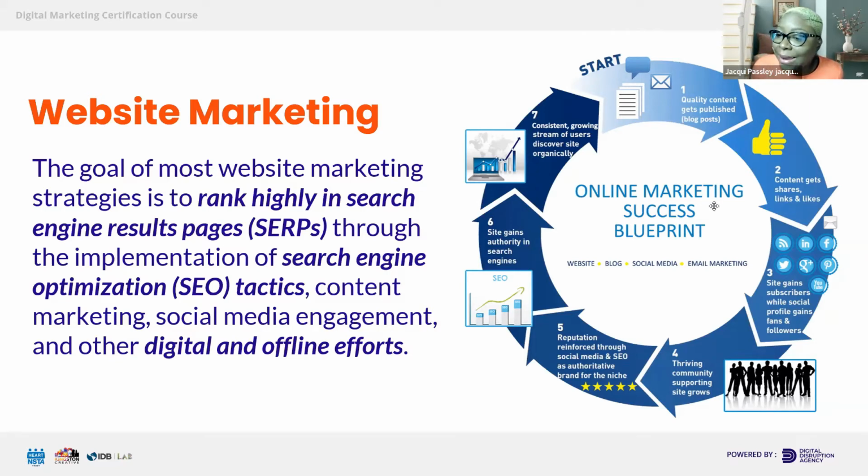So this is why I liked this graphic, because it kind of gives you a 7-step plan as to how you can effectively market your website. So step 1, make sure that your content is good, right? Quality content gets published. It may be syndicated content. And what I mean by syndicated content is content that you're sharing on multiple platforms.